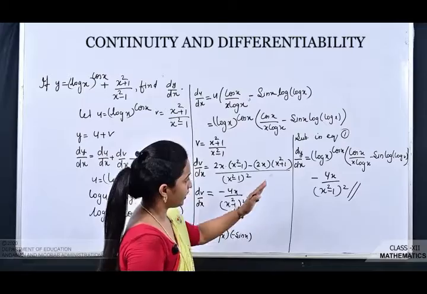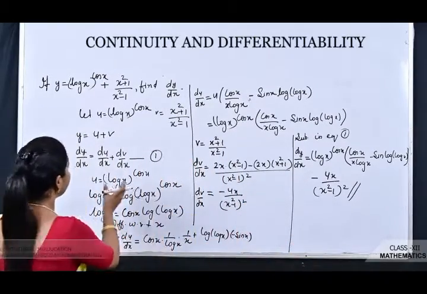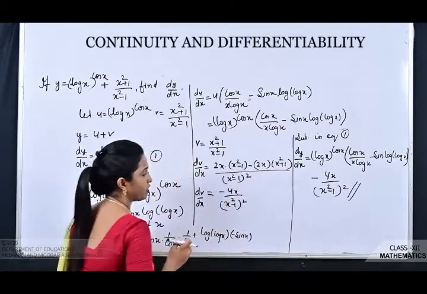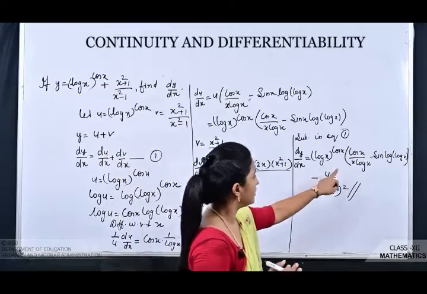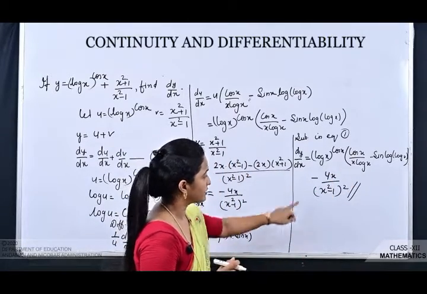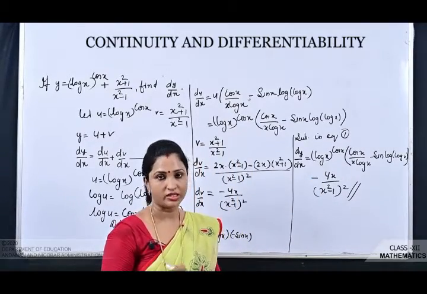So always remember, in logarithm the answers will be a little bigger because you are putting the value of du by dx and dv by dx. Okay, so finally you got the value of dy by dx as log x to the power cos x into cos x by x log x minus sin x log of log x, minus 4x by x square minus 1 the whole square. I hope this question is clear to you.